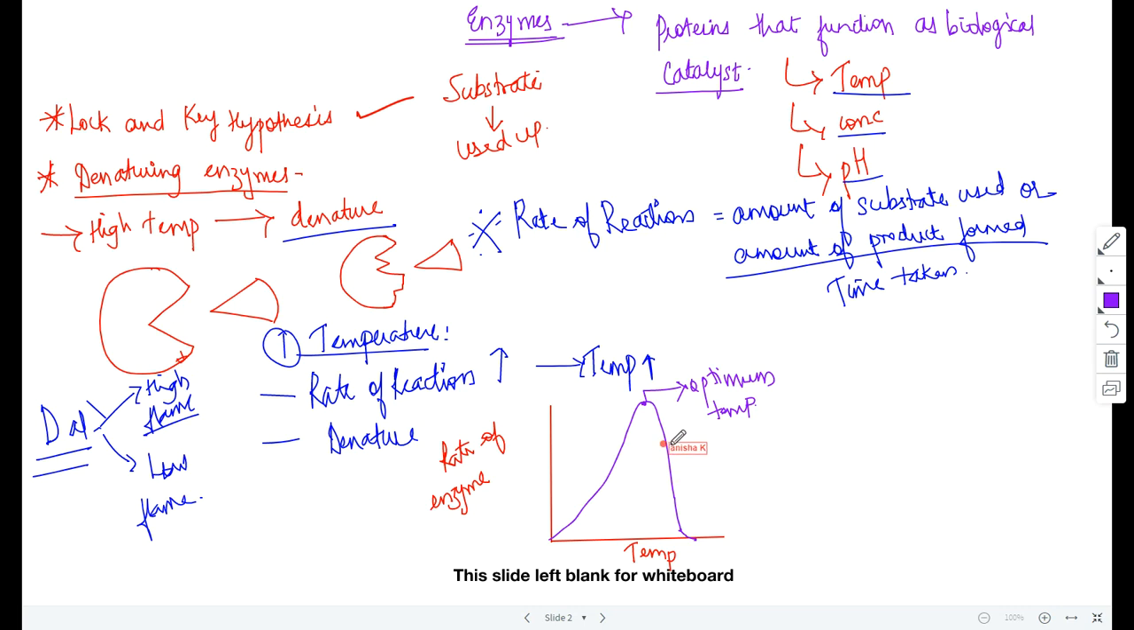That means it is getting denatured. When we come to this point, that means the enzyme active site is already denatured. Okay, done with temperature. Shall I move on?